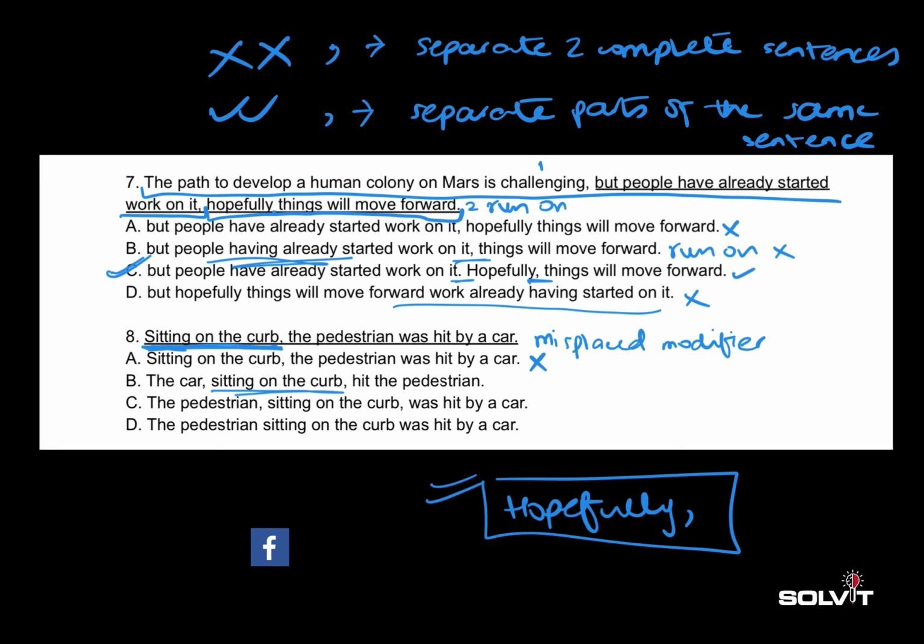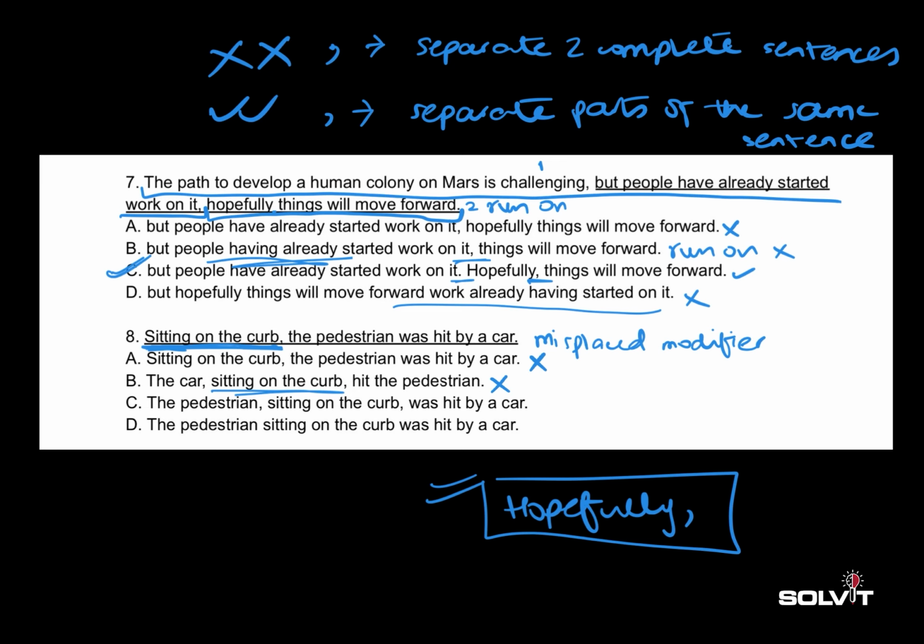I hope you guys know what a curb is, right? A curb is a footpath. So the car sitting on the curb. Can a car be sitting on a footpath? It cannot, right? So this is incorrect. The car sitting on the curb hit the pedestrian. That means it was sitting on the curb and it just hit the pedestrian. So this sentence is very senseless. So we'll cancel that. Option C is the pedestrian sitting on the curb was hit by a car. Okay, so this sentence is saying that the pedestrian was sitting on the curb and it was hit by a car. So it's kind of correct, but it doesn't sound very good, okay?